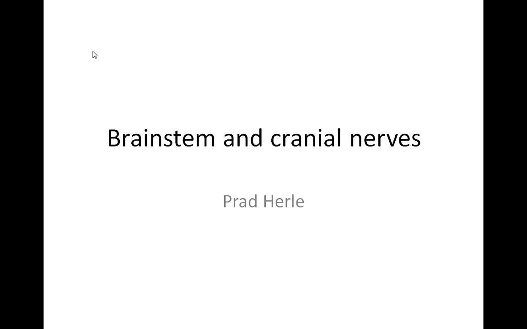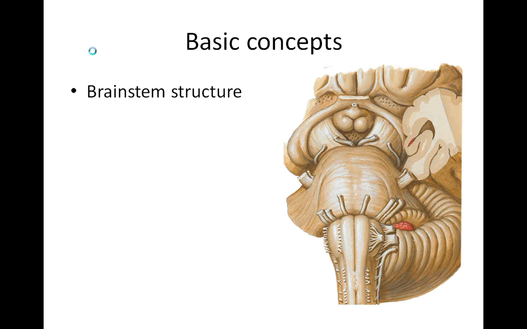to more detailed anatomy. So starting off with the structure, the main parts of the brainstem from above downwards are the midbrain, the pons and the medulla.